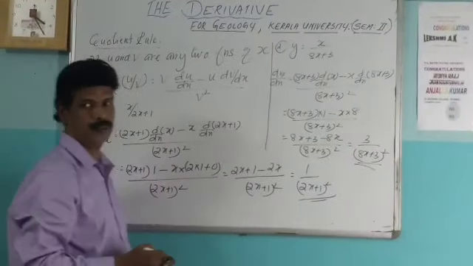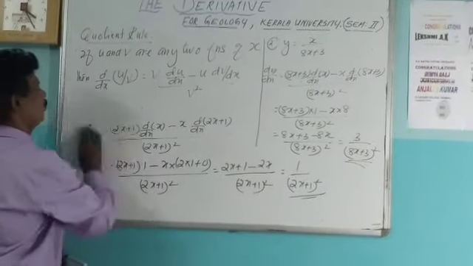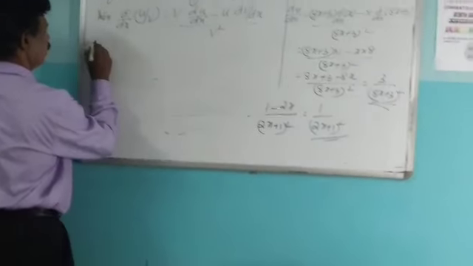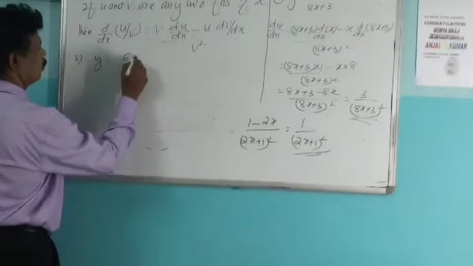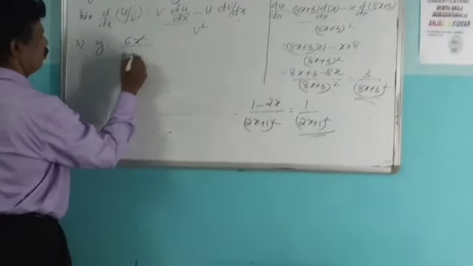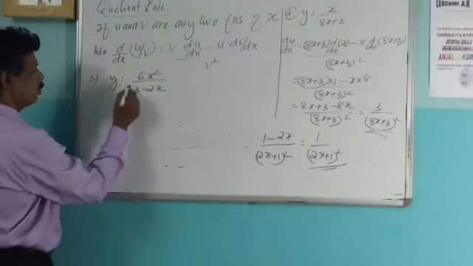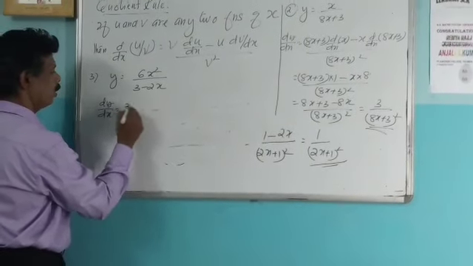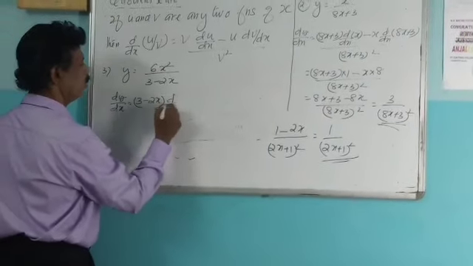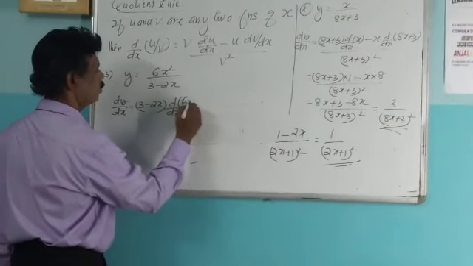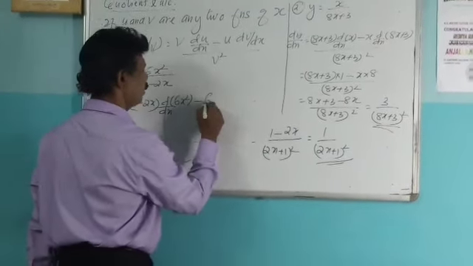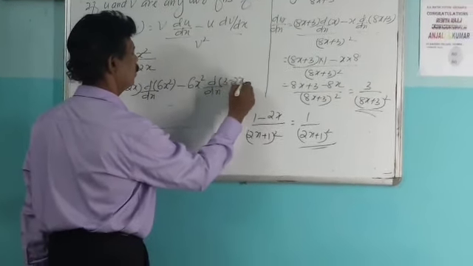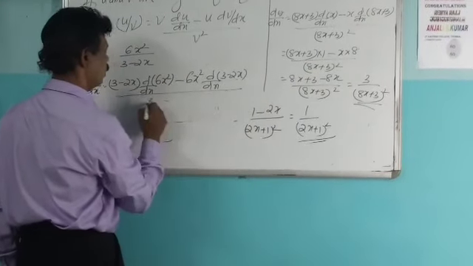Can you give the next question? Third question: y equal to 6x square by (3 minus 2x). Here also we have a quotient of two functions. Apply the quotient rule. dy by dx equal to denominator (3 minus 2x) into derivative of numerator, d by dx of 6x square, minus 6x square into d by dx of (3 minus 2x), divided by denominator square, (3 minus 2x) the whole square.